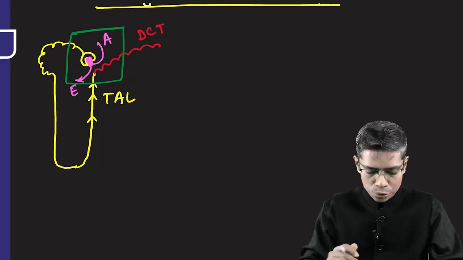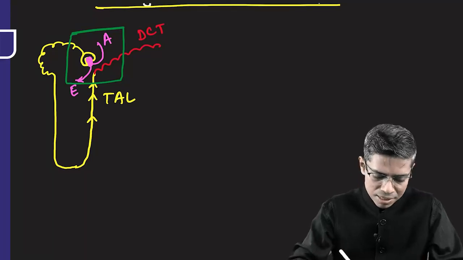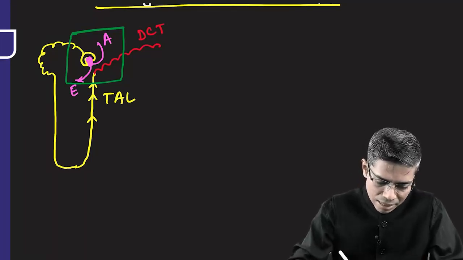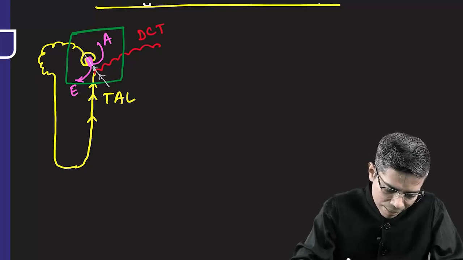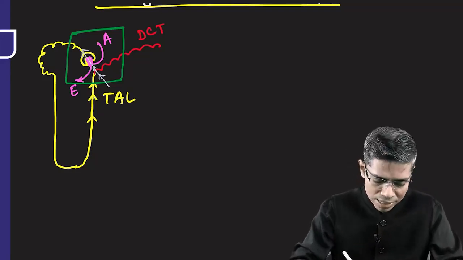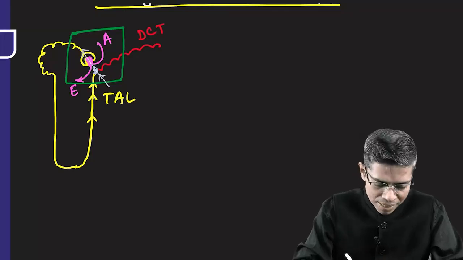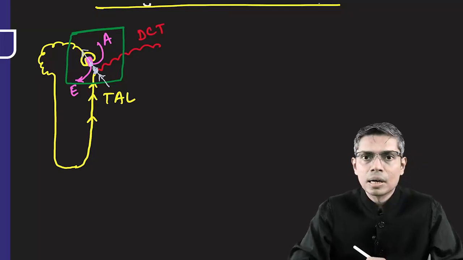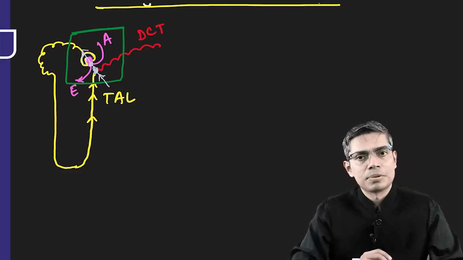Getting my point? So at this junction, if I take a cross section, suppose I have started cutting from this side. So I am cutting here, then I am cutting like this. So that is a cross section that I am taking here. Whenever I am doing a cross section like this, first I will encounter this TAL DCT junction, then I will encounter this glomerular capillary, and then I will find this Bowman's capsule.